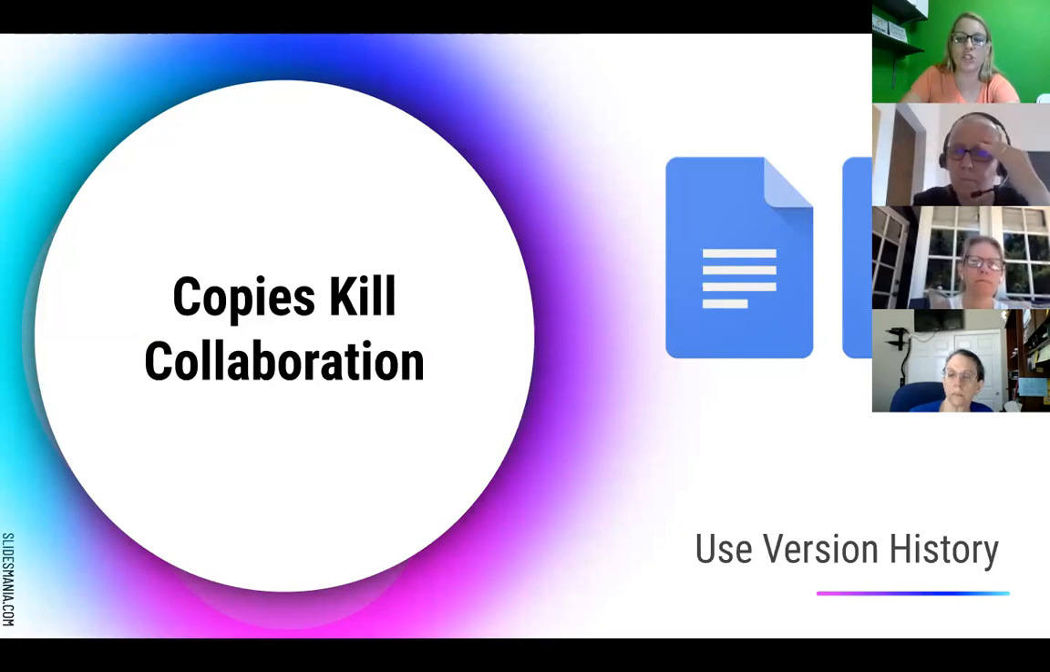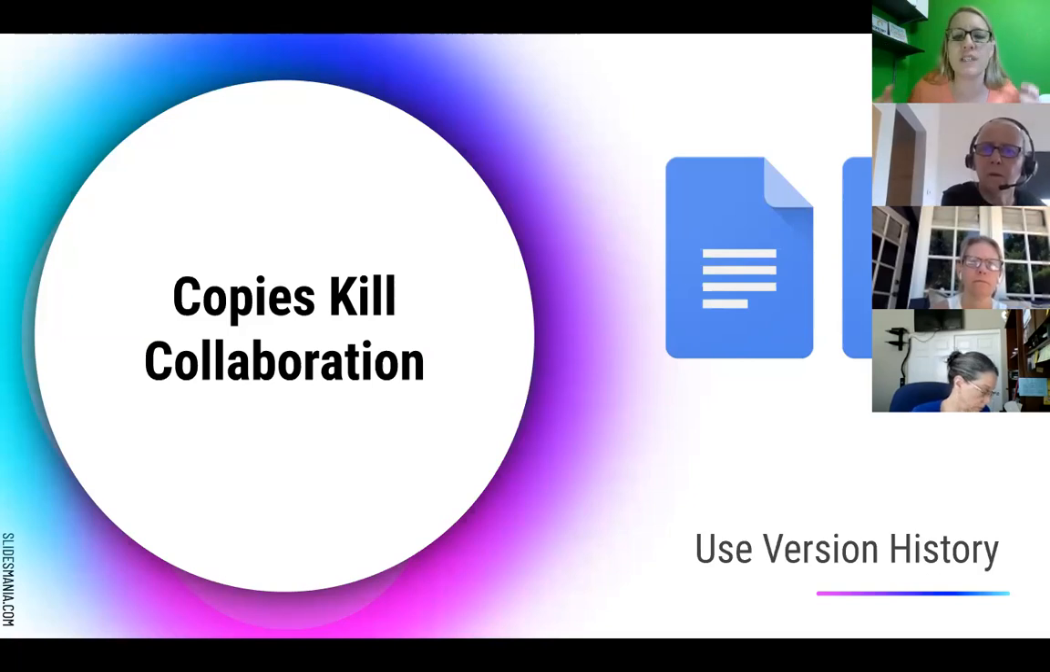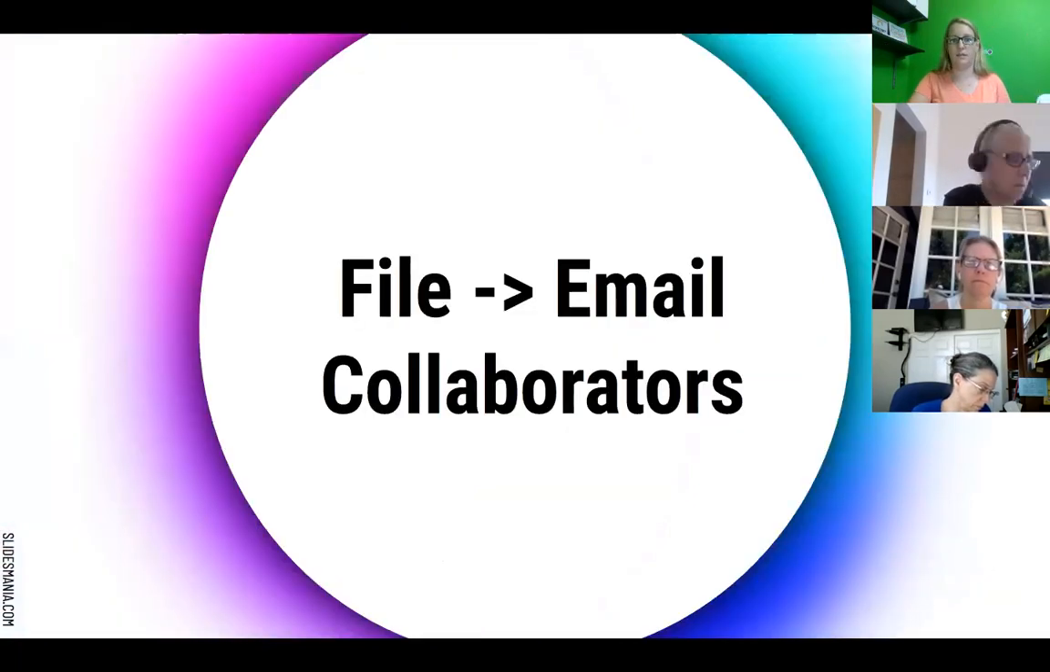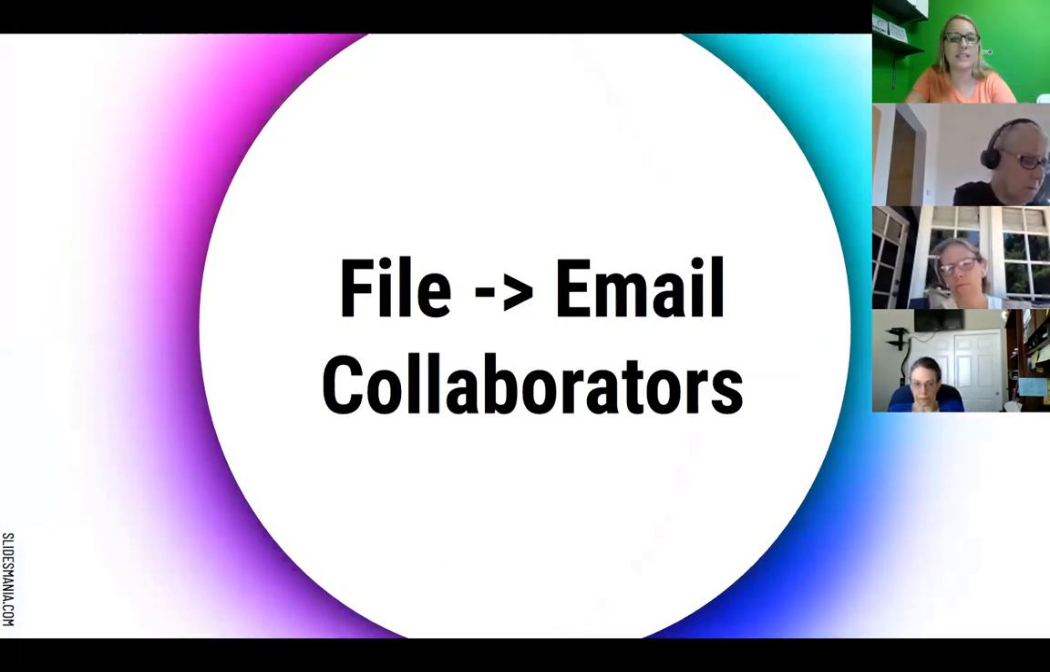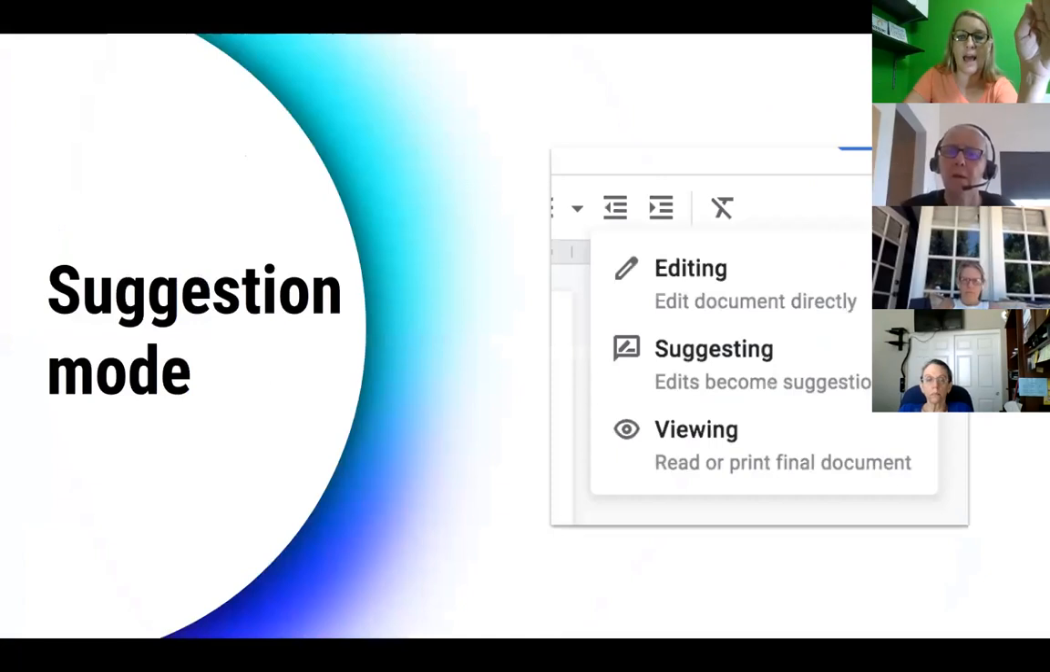It is essential to use version history, and I'm 100% going to show that after I go through these slides. You have to be a version history master. Don't make copies. That's the paradigm shift of using Google Docs. When I'm collaborating, I use the file menu. I choose email collaborators. And I'm like, hey, your turn. I typed on this, you should type on it. File, email collaborators. I use that one a lot.